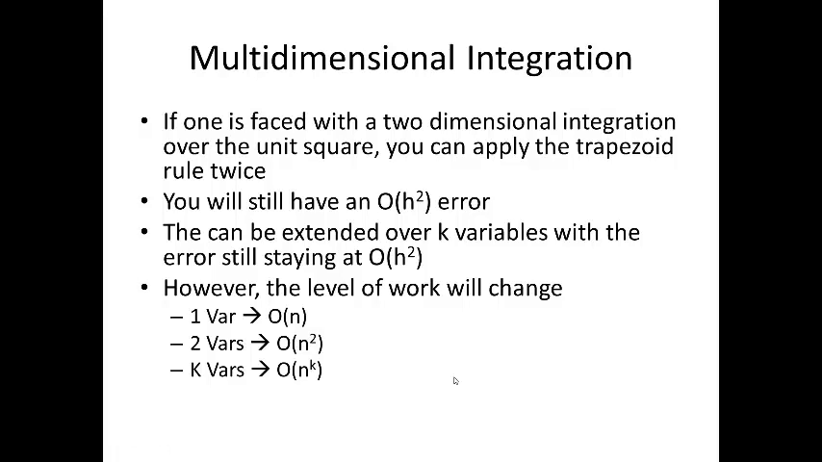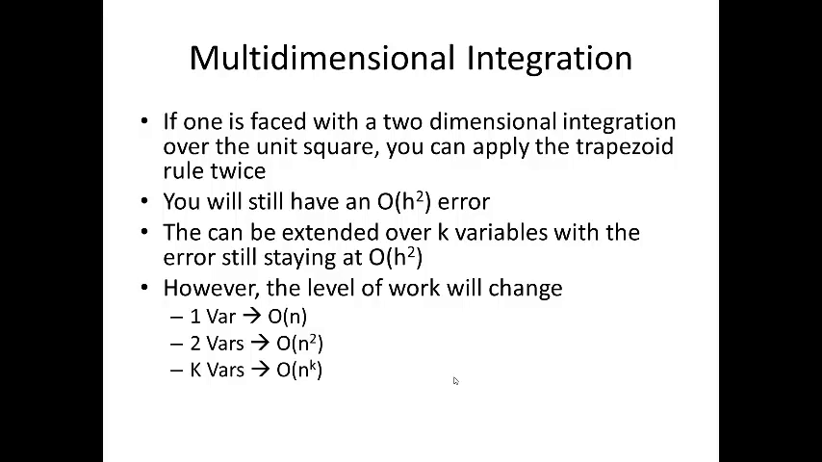So, if one is faced with a two-dimensional integration over a unit square, you can apply the trapezoid rule twice. You still have an O of h squared error. You can find the two-dimensional formula on page 212 of the text. Now, it's a mouthful, but it's by far from the worst thing we'll see in this book. In fact, this formula can be extended over k variables, with the error still staying at O of h squared.